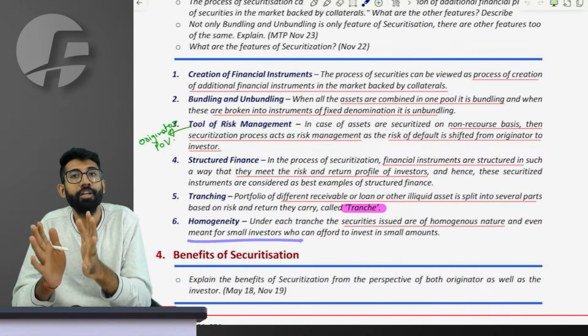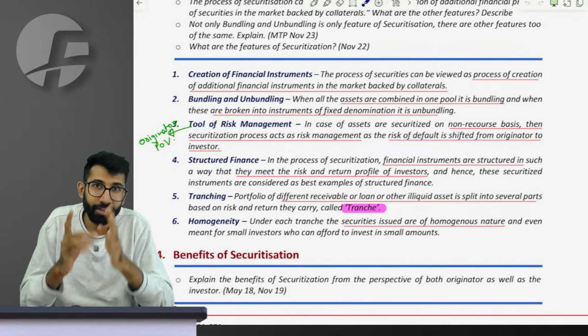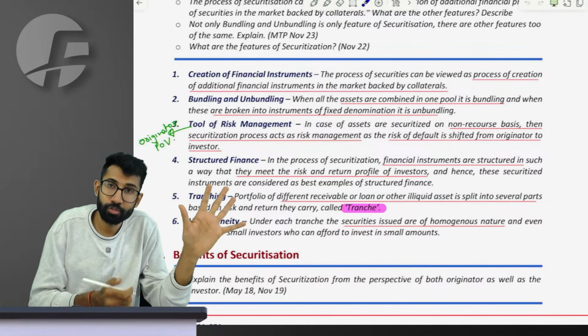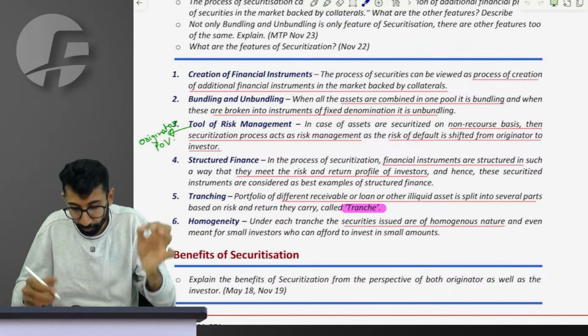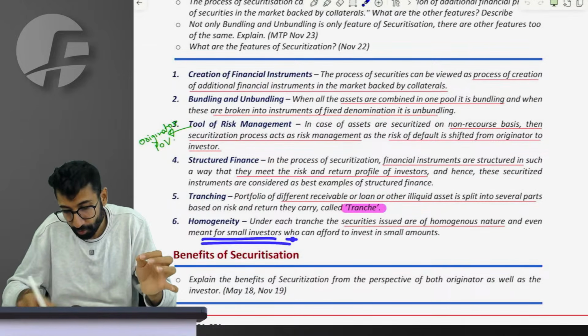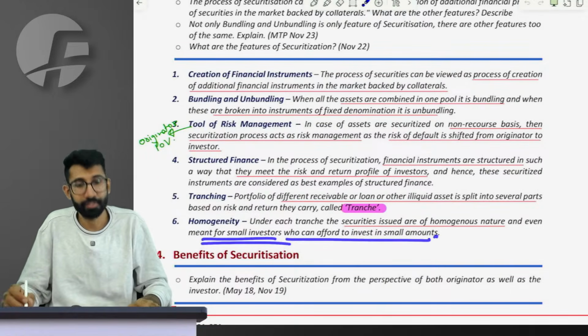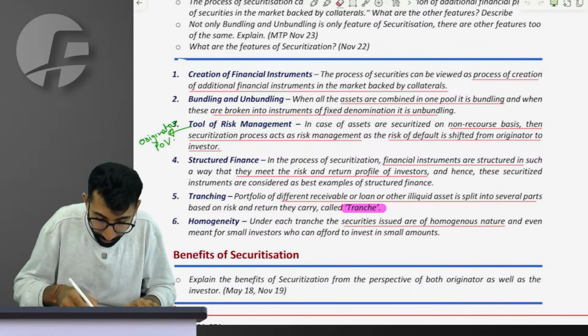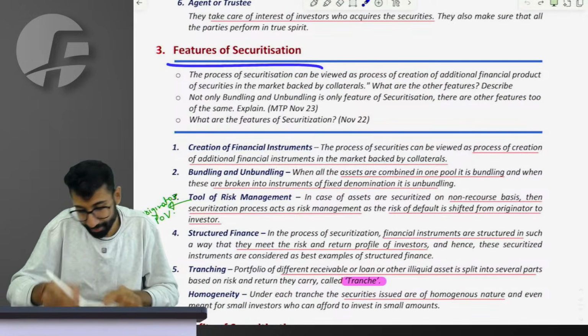So even a small investor who wants to invest, right? For example, you can buy 1 unit of a mutual fund or 50,000 units of mutual funds. Both investors will be treated the same. Very similarly, even a small investor who cannot afford a big amount can invest because he has homogeneous rights in the company, in the SPV. So these are the features of securitization.